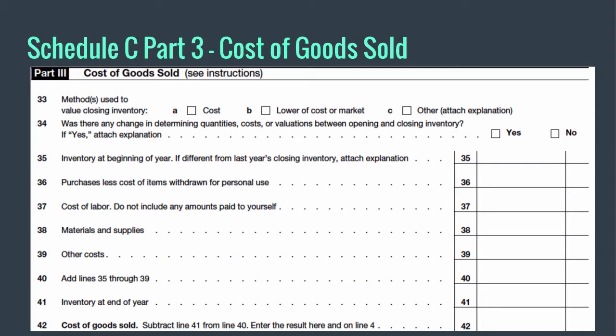So again, this is for people who sell physical products, who have to maintain an inventory and have a cost to either buying those products or producing those products. So this is something that is a little bit more complicated. And again, I would highly suggest that you discuss it with a professional tax preparer and not try to do your own taxes when you are having physical inventory involved.